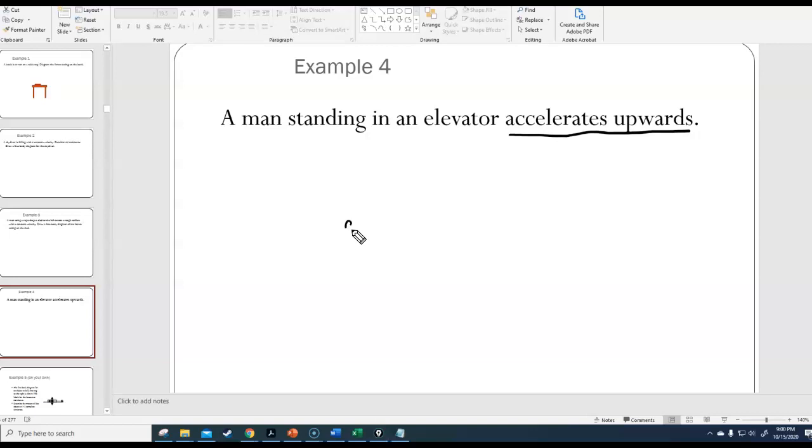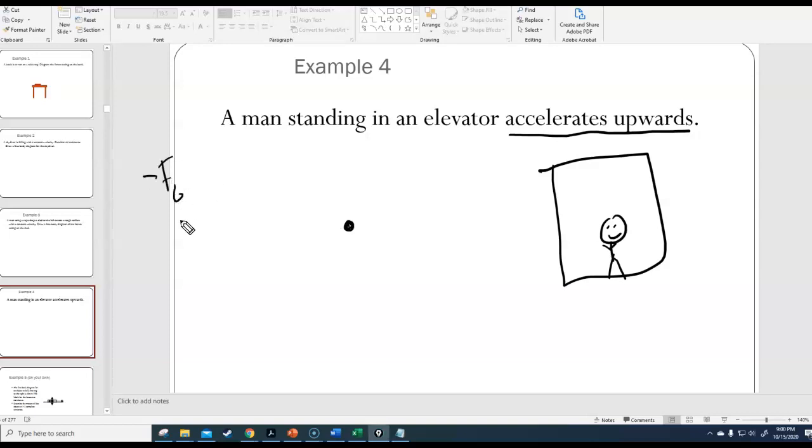Alright, so think about the forces on the man. And if you have to, draw a picture. Pictures are always helpful. So here's a man in an elevator. Now, obviously he's got force of gravity acting on him. Okay, is there a surface? Yes. Okay, if there's a surface, there's automatically a normal force.